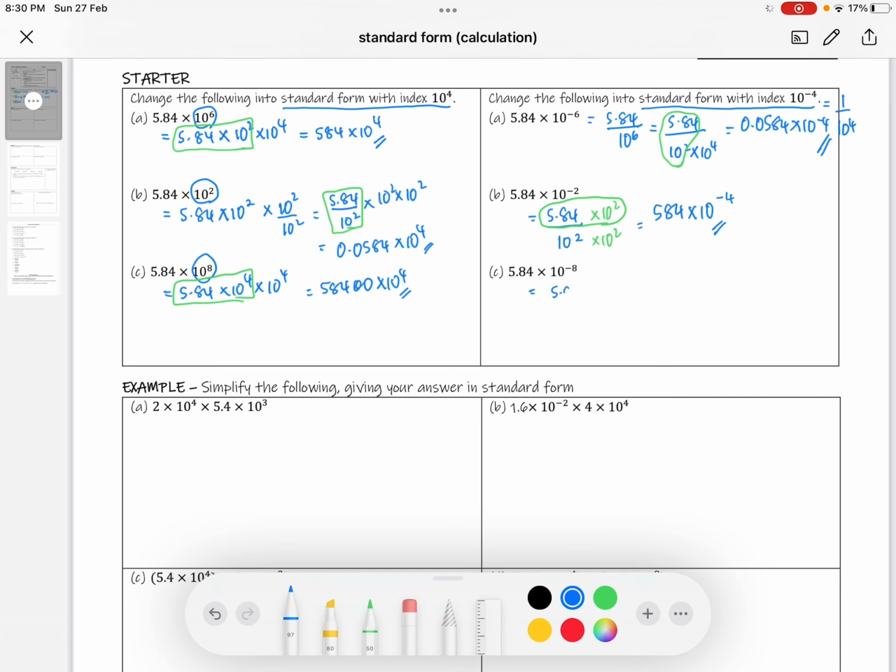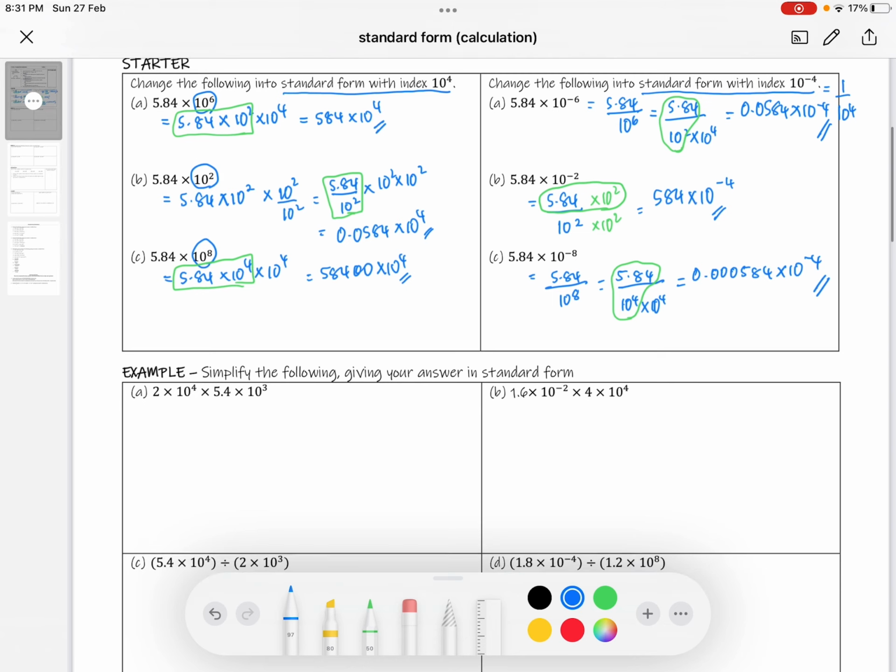For the last one, again rewriting it in fraction form, 5.84 and breaking down 10 to the power of 8 into 10 to the power of minus 4. Simplify this, and I would get 0.0000584 times 10 to the power of minus 4. Okay, so this is just a warm-up. Next, let's continue with the example.